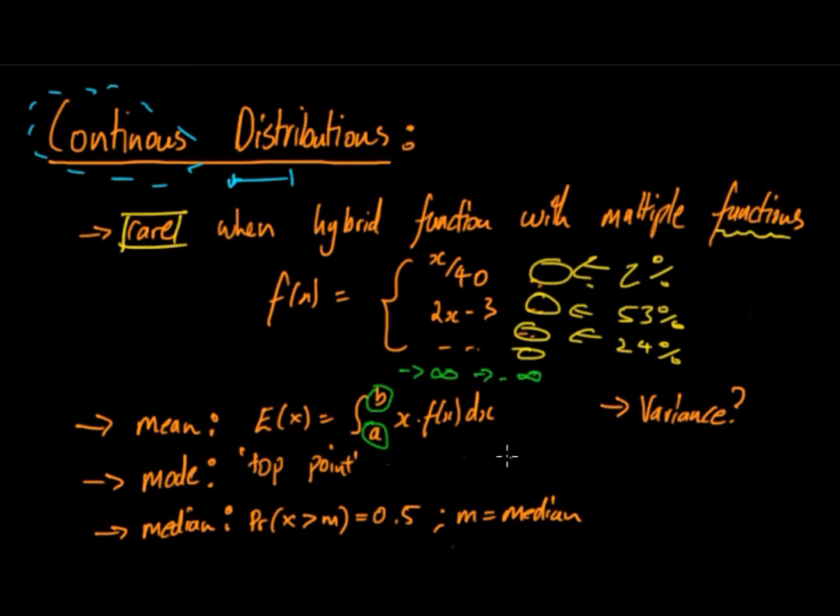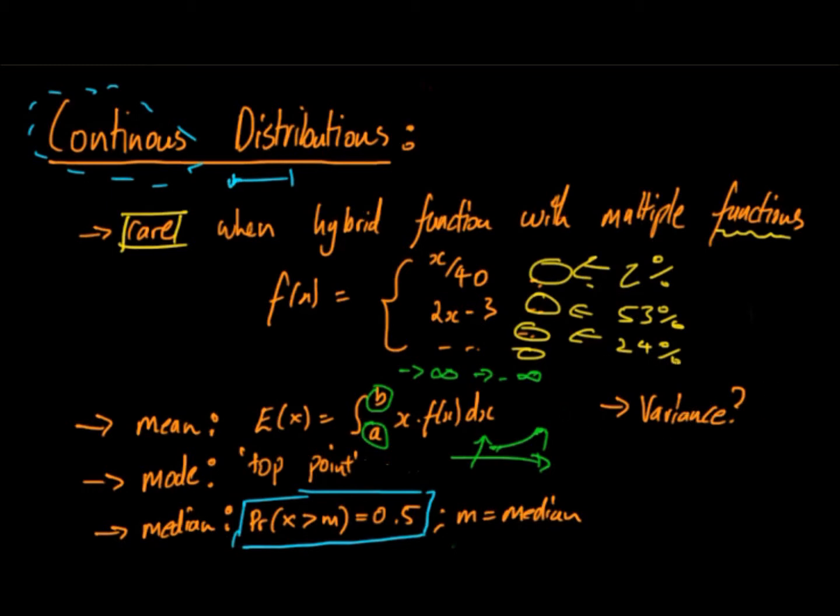The mode is the top point. So if you have a graph, wherever the top point is, typically an end point or a turning point if it's quadratic, that is the mode. The median, you can calculate it by setting the probability of X greater than m equal to 0.5, and then you solve for m. Whatever the value of m is, that is the median.